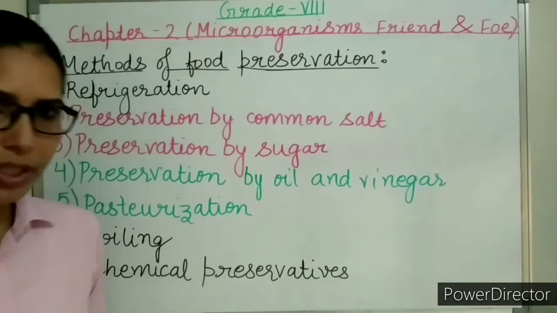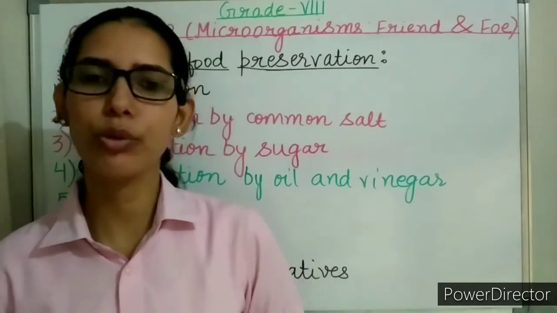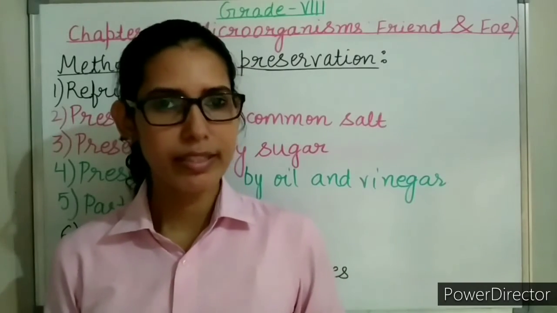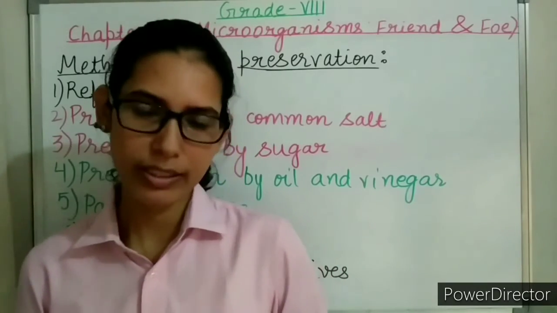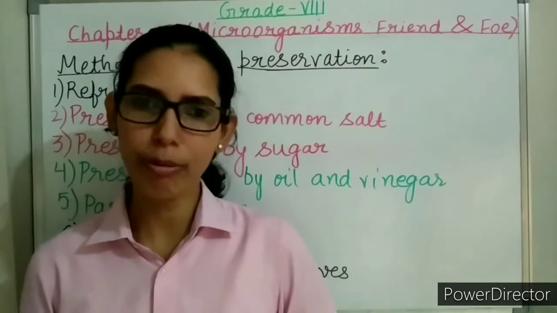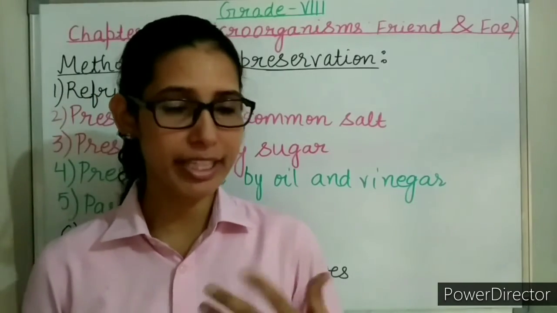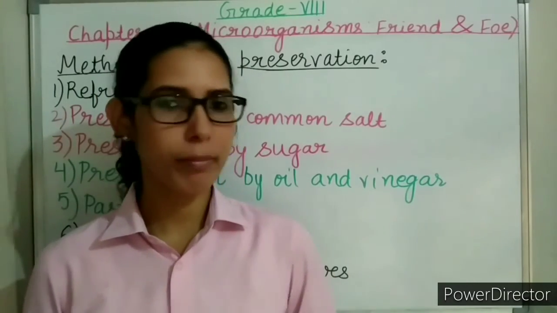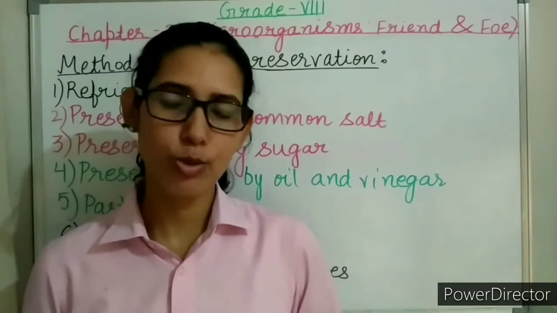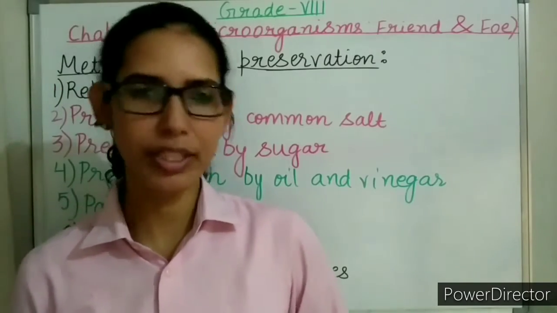Next is chemical preservatives. Chemical preservatives means the chemicals which prevent the growth of the microorganisms. These chemicals usually act as antioxidants. They remove the oxygen from the food items, which prevents the growth of the microbes. They are usually used to preserve food items like ketchups, pickles, murabbas, etc. If we talk about examples, sodium benzoate and sodium metabisulfite are some examples of chemical preservatives.